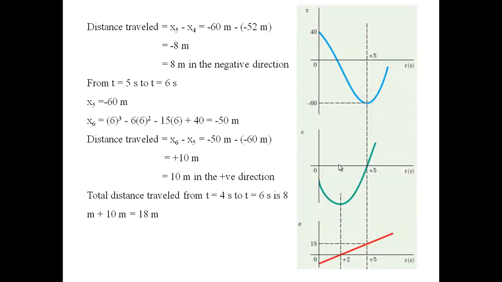So this is the graph of this problem. You can see the first one is position x versus time, with x in meter. The second one is velocity with time, with the unit meter per second. And the third one is acceleration, in meter per second square.